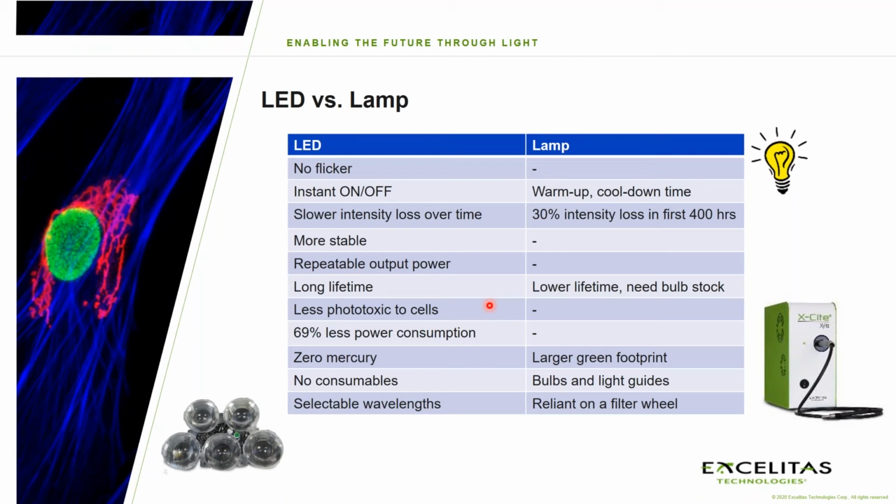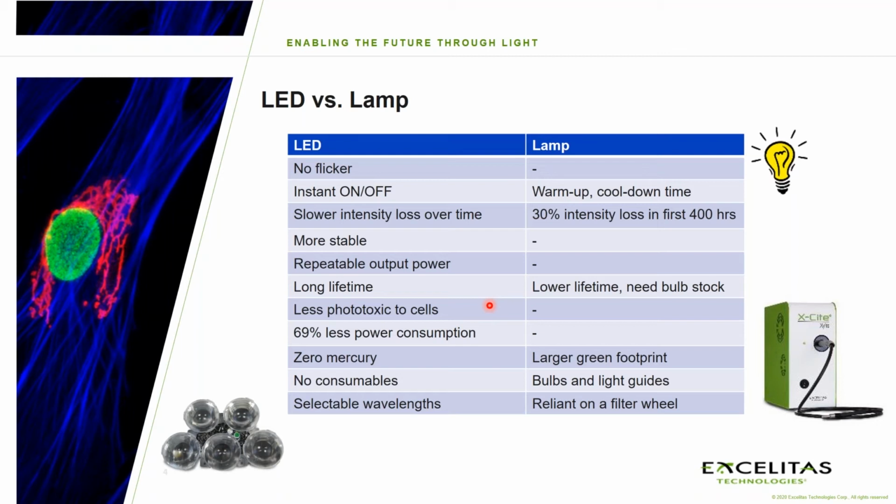LEDs use less power. They use less electricity versus lamps. There's zero mercury because it's not a bulb. There's no mercury or anything to be handled as far as waste and as far as getting rid of it, which actually costs money in most labs.